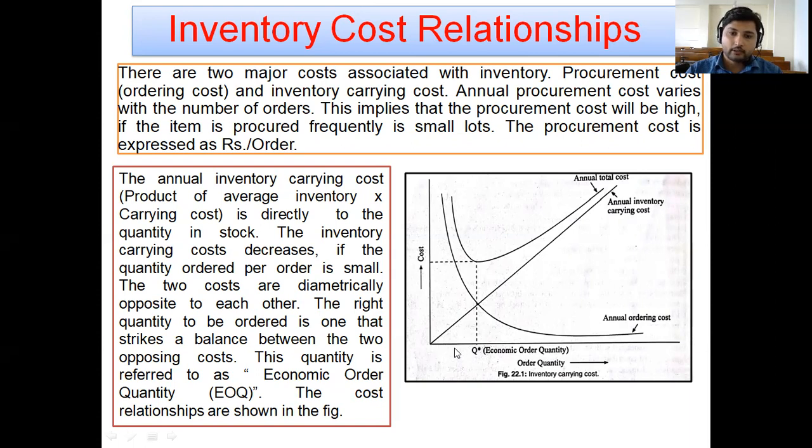Inventory cost relation. The important thing to understand is that there are two costs whose behavior in the inventory is opposite to each other. One is ordering cost, and the second is inventory carrying cost. And the third point is that we need to determine the economical order quantity in such a manner that the annual total cost related to the inventory will get minimum. Is there any doubt, any question?